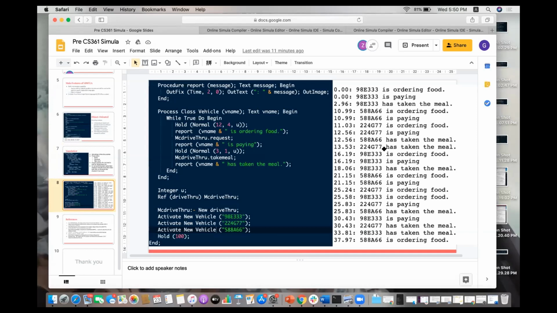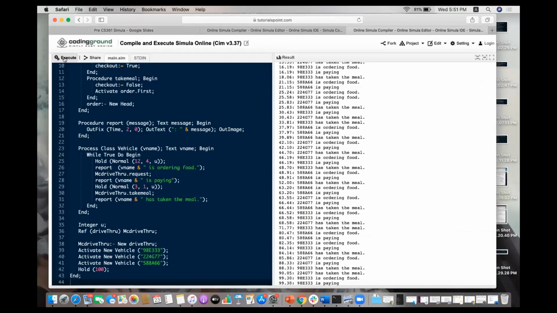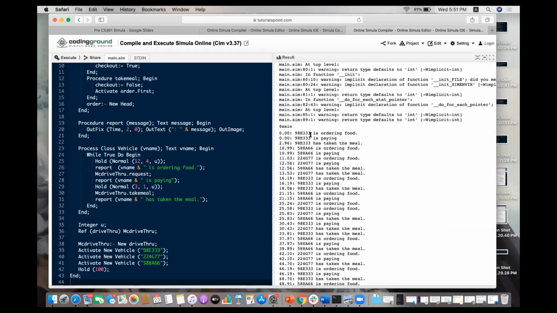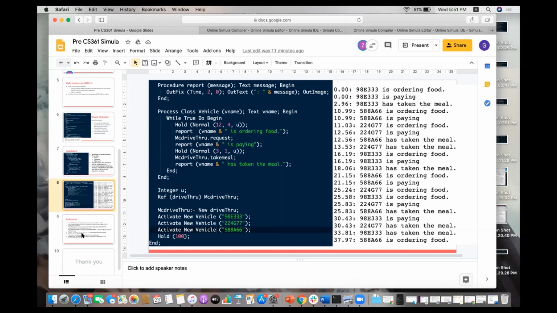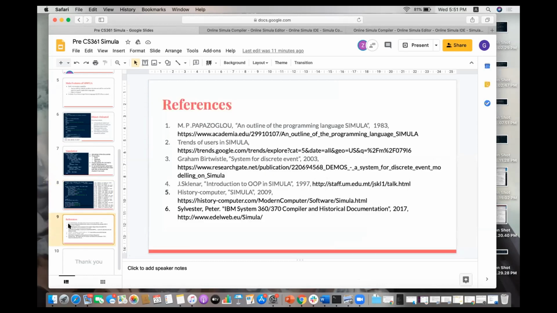And the following results are about the same idea. After the food is ready, the previous car takes the meal, followed by the 224 car taking the meal as well. So, another code example. Here is the code example for the second one. And this is our reference.